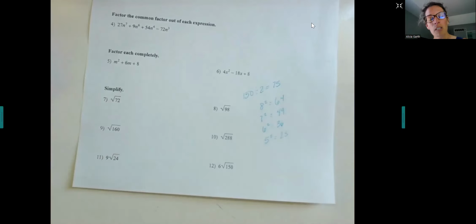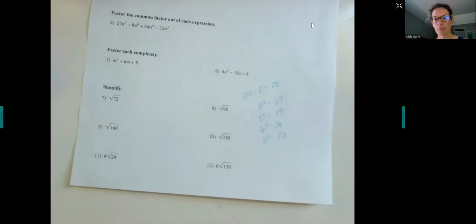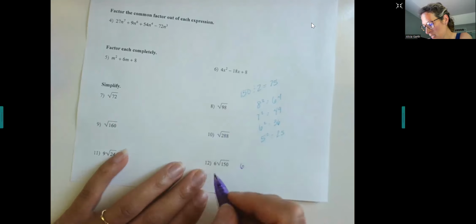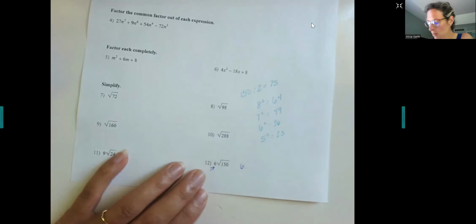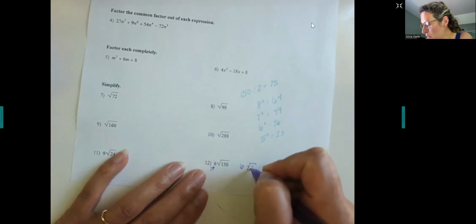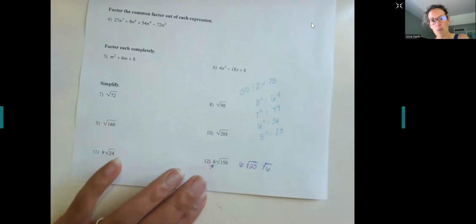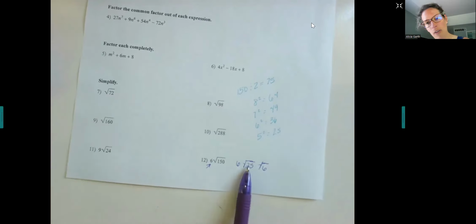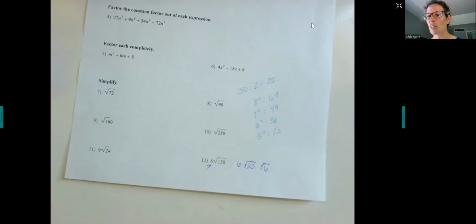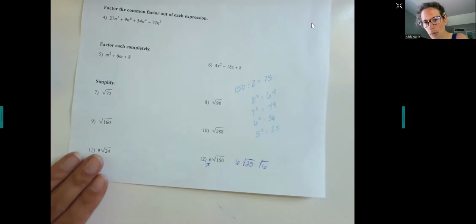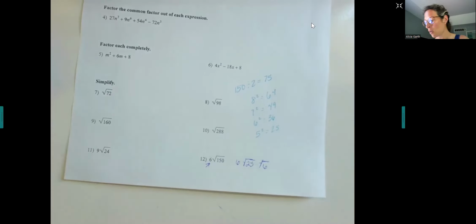So what we're going to do is divide 150 by 25. When we do that, we end up with 6. So we're going to rewrite this as the square root of 25 times the square root of 6. Now, notice 25 times 6 is 150. So all we've done is break 150 up into 2 numbers, a perfect square and a not perfect square. That's it.